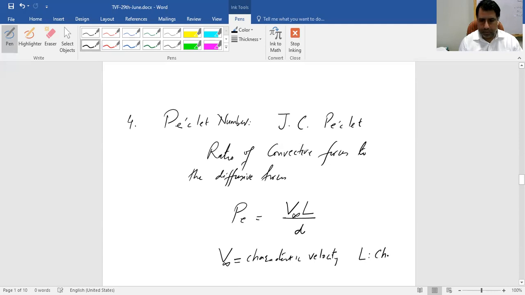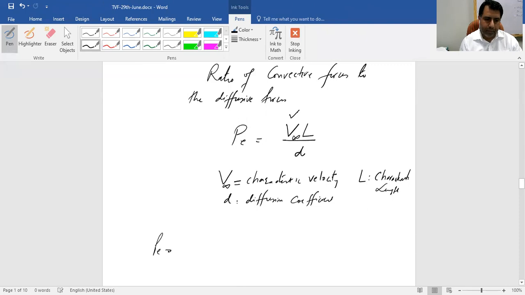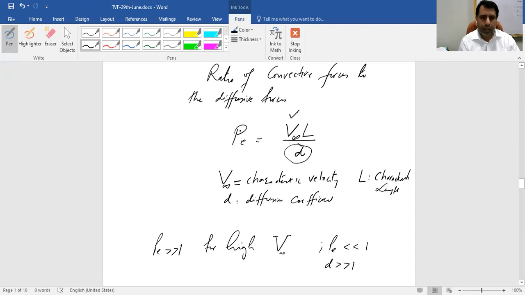L is characteristic length, D is diffusion coefficient. If convective forces are dominant, this velocity is high, Peclet would be high, Peclet will be large for high value of this velocity. And Peclet will be small if D is very large. ये जो diffusion coefficient है, ये ज़्यादा strong होगा, dominant होगा, तो of course Peclet number जो है वो small हो जाएगा. It's very easy.